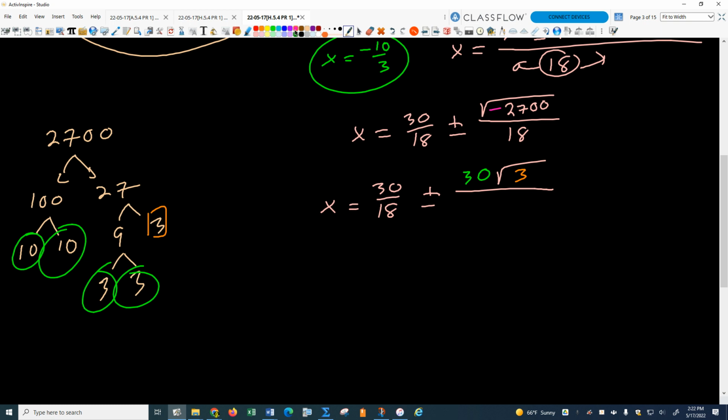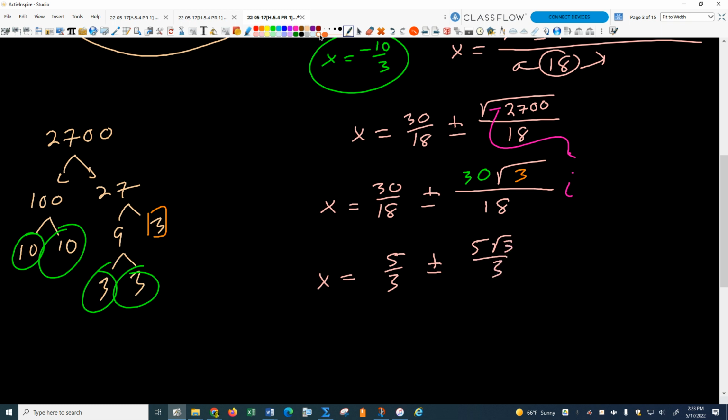And then what do I do with that negative sign inside the square root? It becomes an i. And then I've got on the bottom an 18. 30 over 18 reduces to what? 10 over 6, which reduces to 5 over 3. Okay. So we get the solutions then x equals 5/3 plus or minus 5 root 3 over 3.